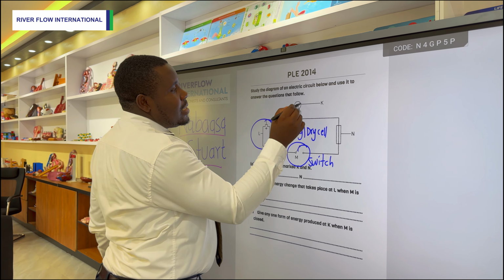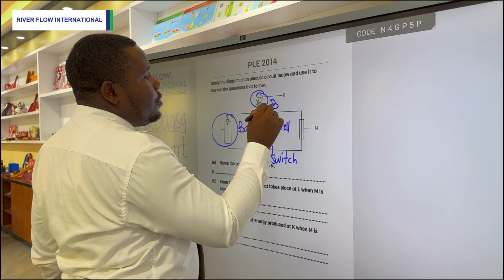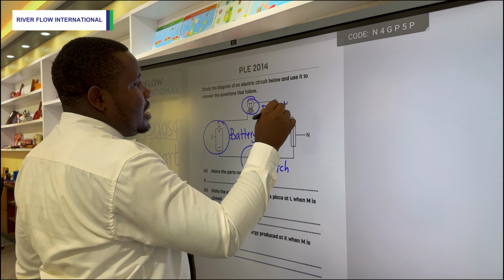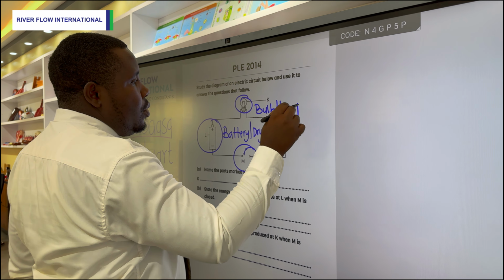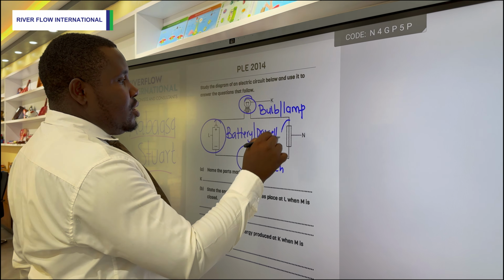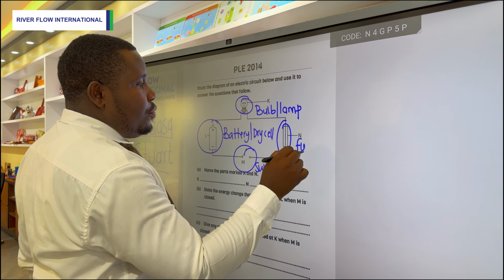Now, if I see this symbol, I know this is a symbol for a bulb. But I think even if Elana said lamp, it will be okay. Then this one is a symbol for the fuse.